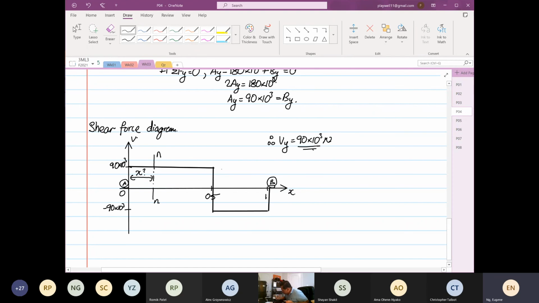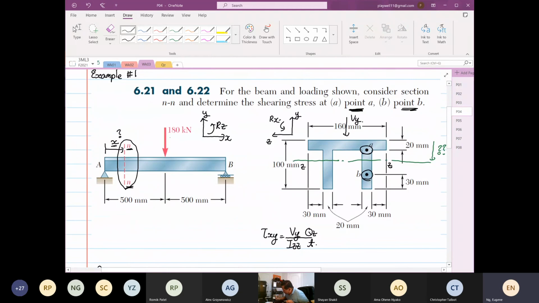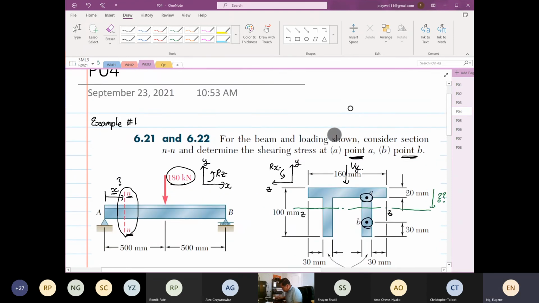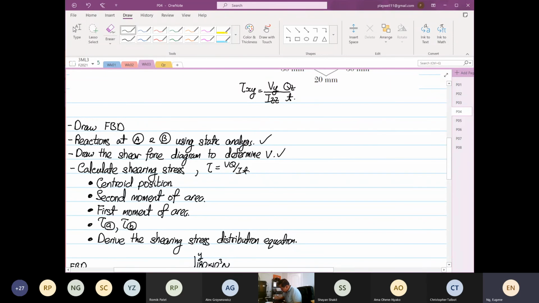90, positive 90. So now I want you to watch the distance. The drop over here is what? Minus 180 times 10 to the power 3, right? And this is because the applied load, if you look at this question, we have an applied load of 180. So where are we now in our solution procedure? We are now here. So now we are going to determine our shearing stress.